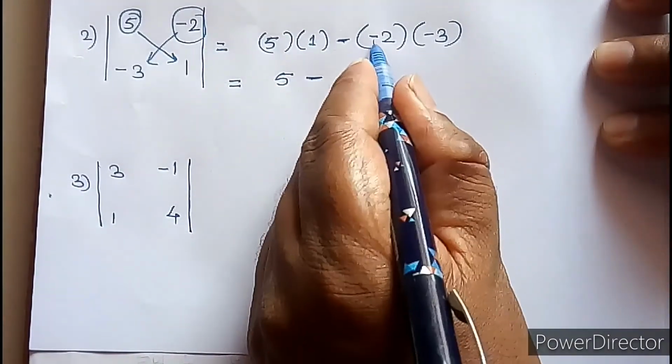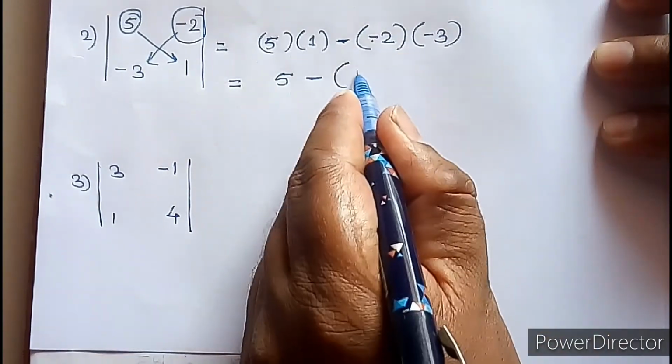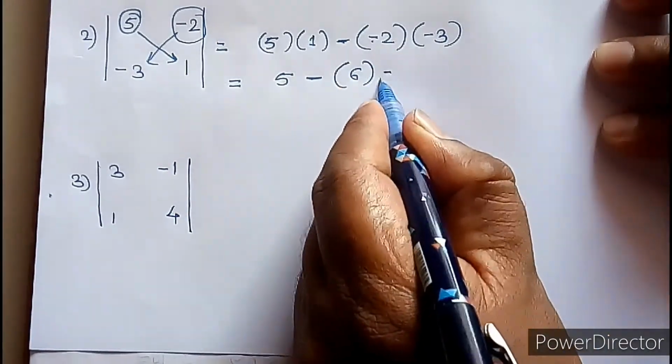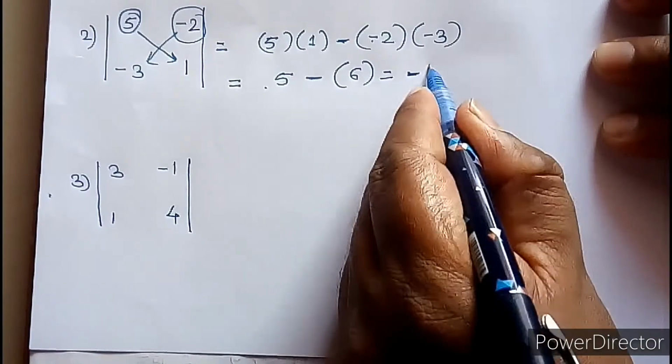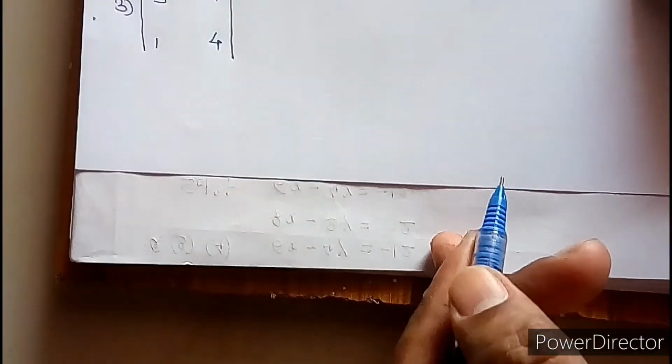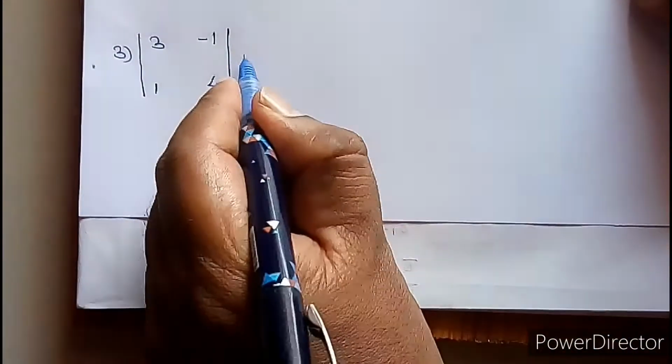This minus, as it is minus 2 minus 6, it will be plus of 6. Here 5 minus 6, the answer is minus 1. Now moving towards the third determinant.